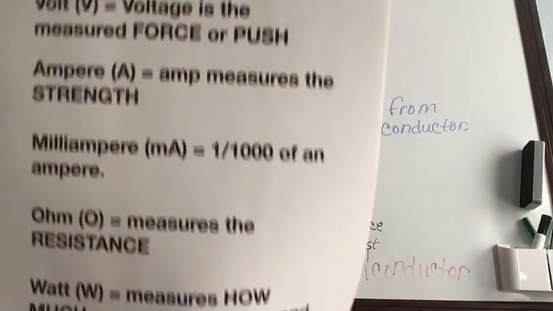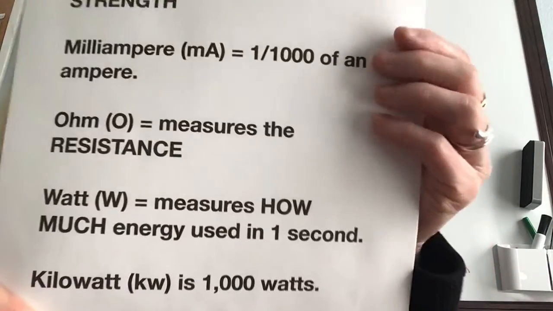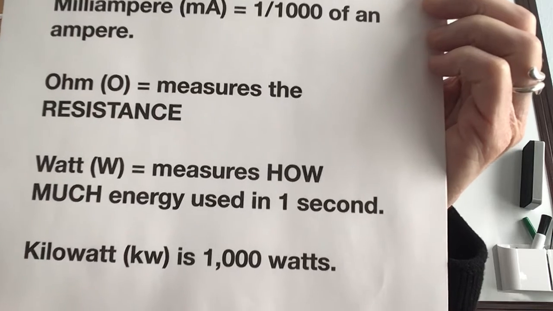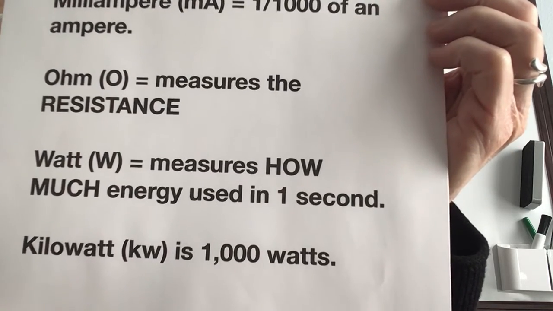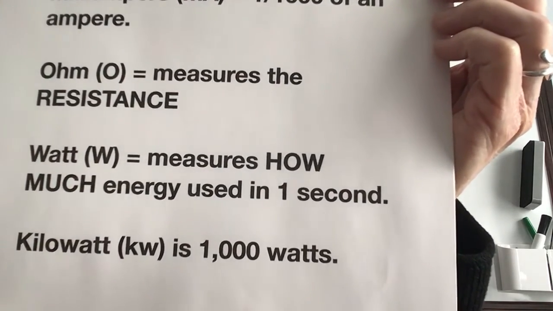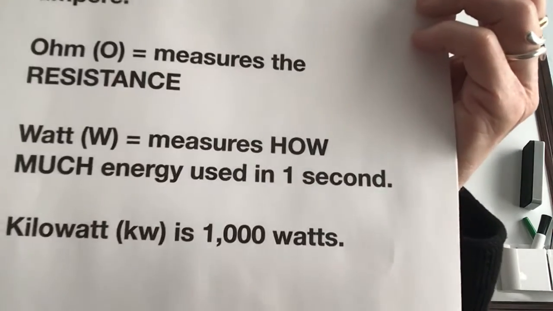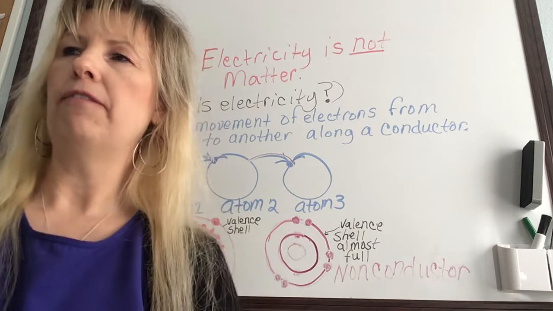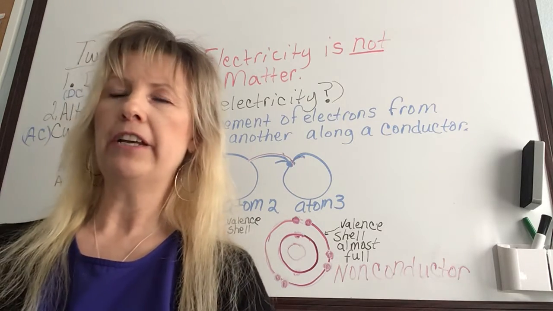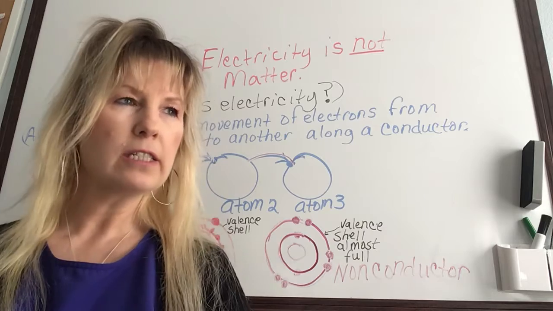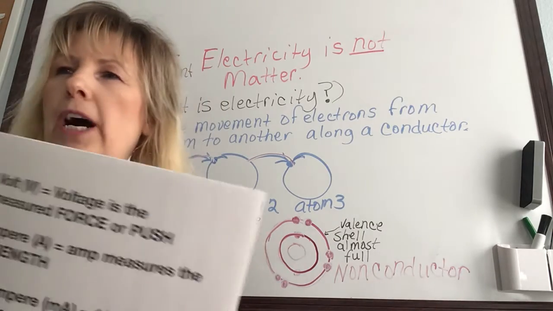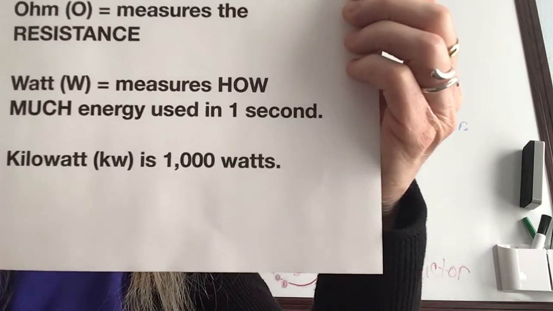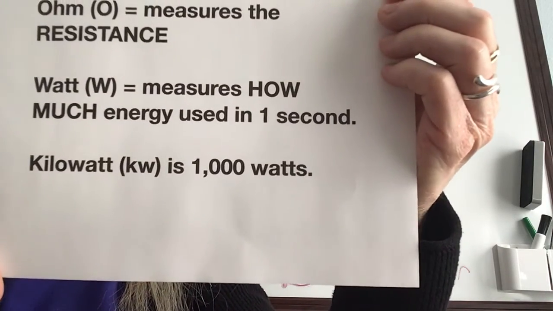All right, a watt. Okay, so let's look at that word. A watt is abbreviated W, and it is a unit that measures how much electric energy is being used in 1 second. So for instance, a 40-watt light bulb is going to have 40 watts of energy per second. What? So a kilowatt, that is abbreviated as kW, and it is 1,000 watts.